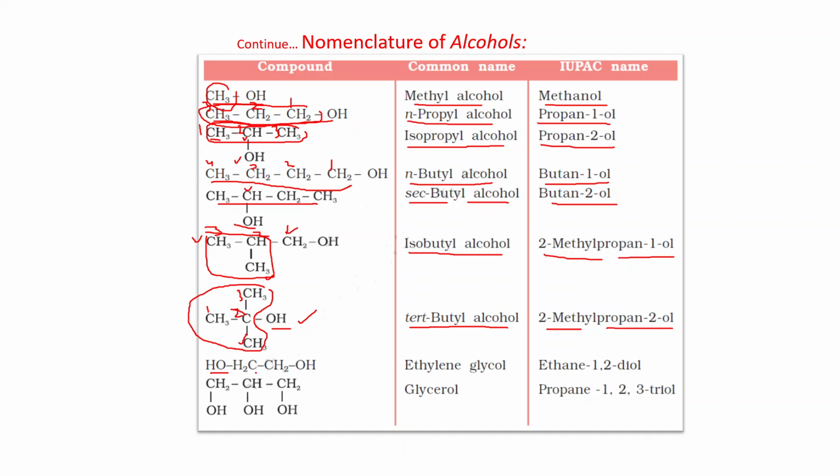Now in this case 2 OH groups are there and commonly this is known as ethylene glycol and its IUPAC name, with numbering 1 and 2, is ethane 1,2-diol. When the OH group occurs more than once, then this E will be retained. It will not drop. Now there are 3 carbon atoms and on each carbon atom an OH group is there. In the common system this is known as glycerol and the IUPAC name is propane 1,2,3-triol.